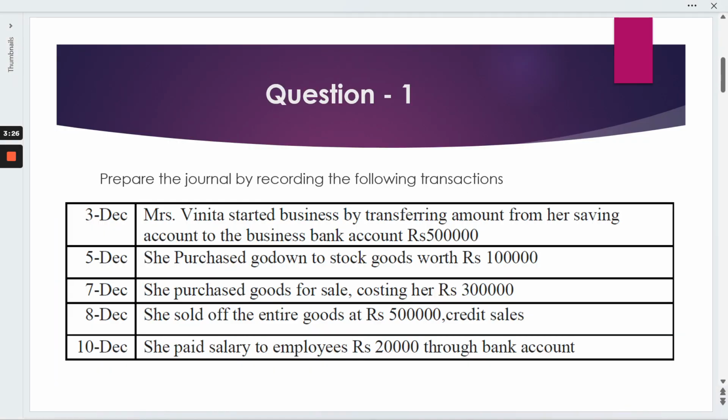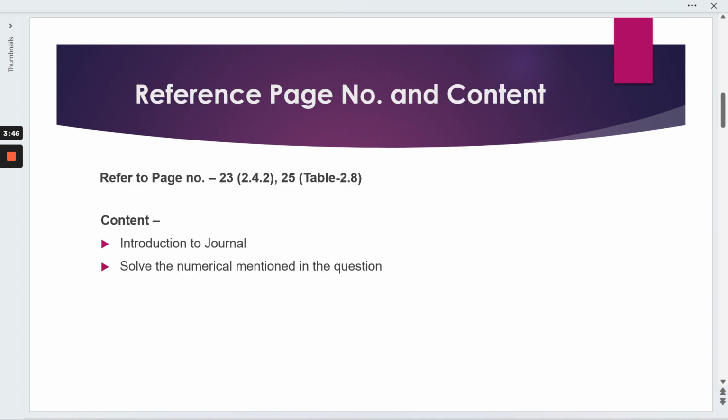The first question seems to be very straightforward. Prepare a journal entry by recording the following transactions, where you have been provided five transactions for 3rd December, 5th December, 7th December, 8th and 10th December. Mrs. Vinita started the business by transferring the amount from the savings account to the business bank account. So let's see what needs to be written, and after that we can see how you can solve this numerical statement.